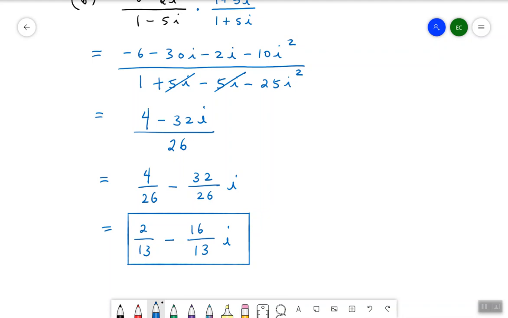Okay, so that covers the division of two complex numbers. We have one more video in this section where we'll just talk about sets of numbers.